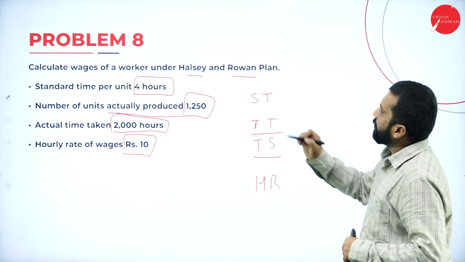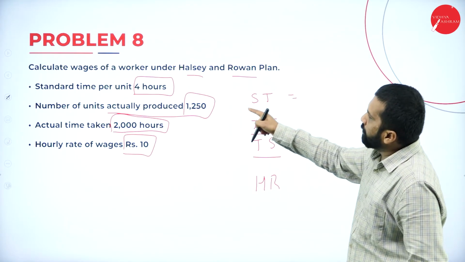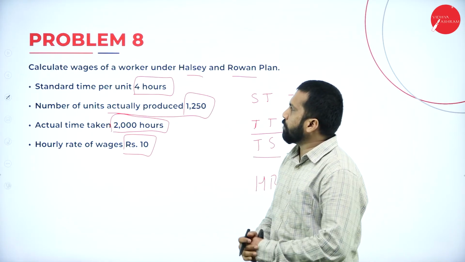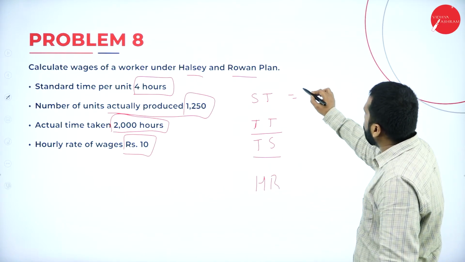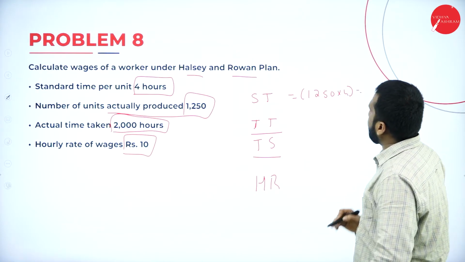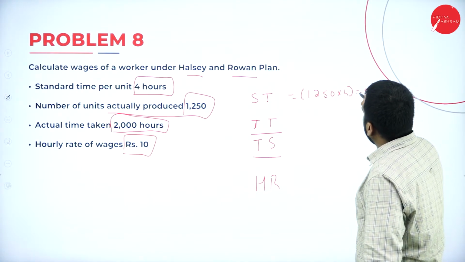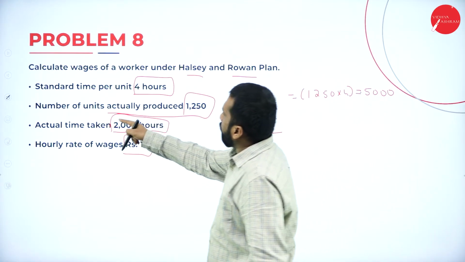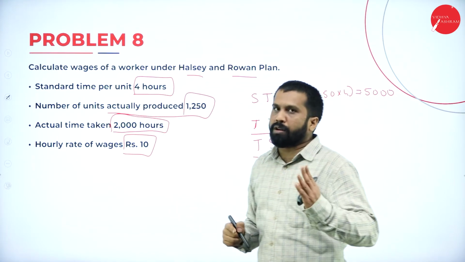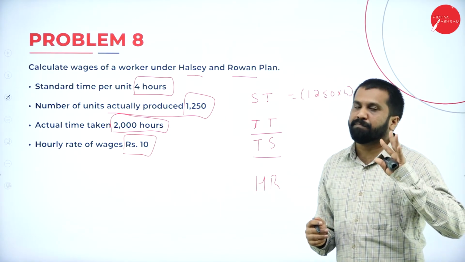Now, standard time per unit. What is the standard time? It is 4 hours for each of the 1250 units actually produced. How to calculate? I'll show you. 1250 into 4, you will get almost 5000. Number of units actually produced is 1250, standard time per unit is 4 hours. If you multiply, you will get 5000 hours.